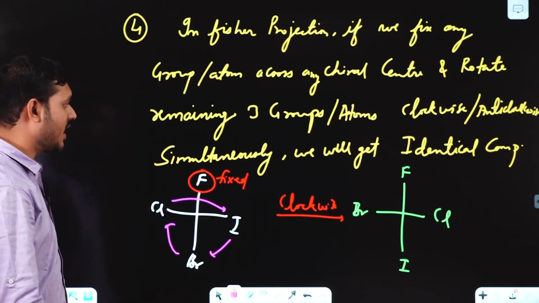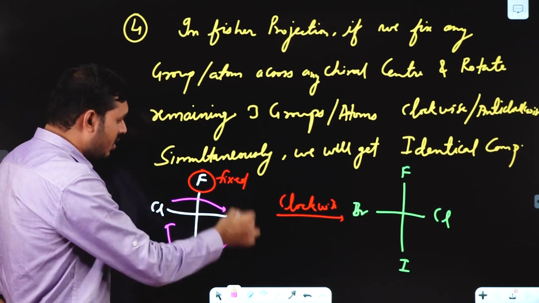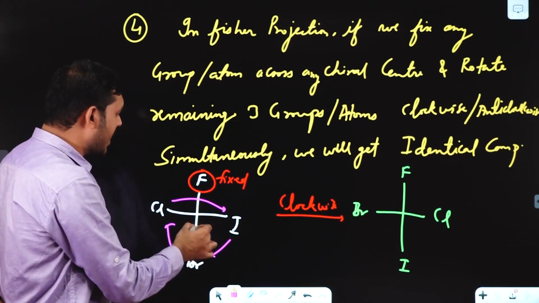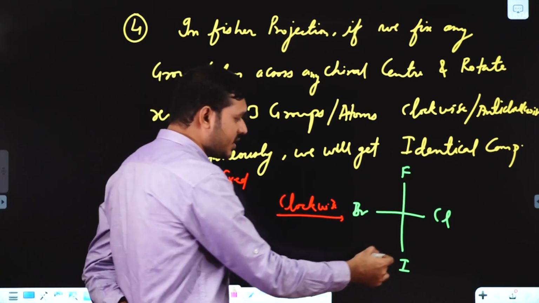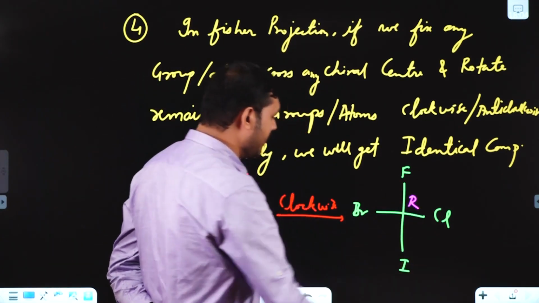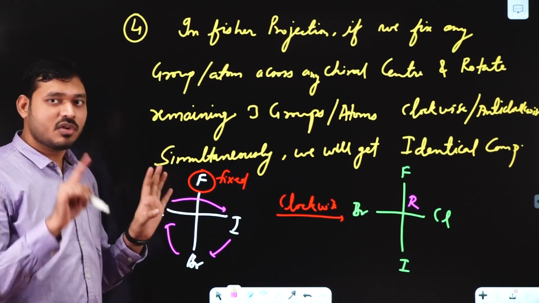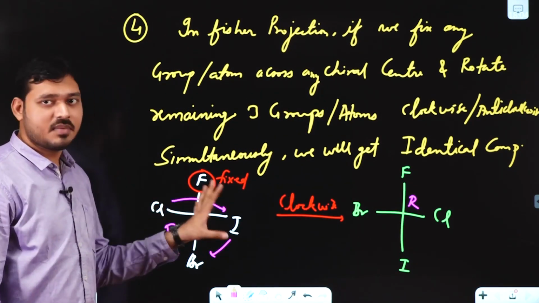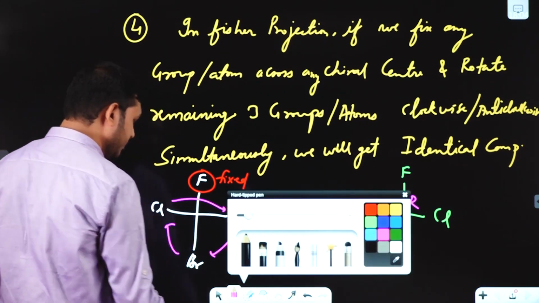Now check whether you get an identical compound or not. You can simply see this iodine towards bromine, clockwise rotation, it has R configuration, and fluorine on vertical, so it is R. Now check iodine towards bromine, clockwise, and fluorine here, so it is also R configuration. So you can simply say these two are identical. So in clockwise rotation, I am sure it is identical. Now let's see anti-clockwise.